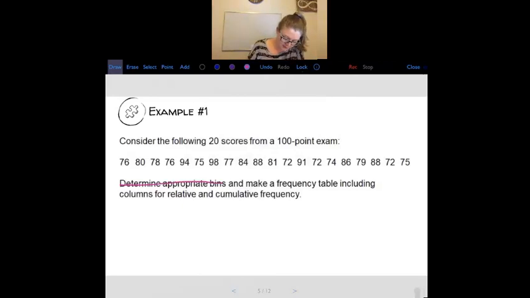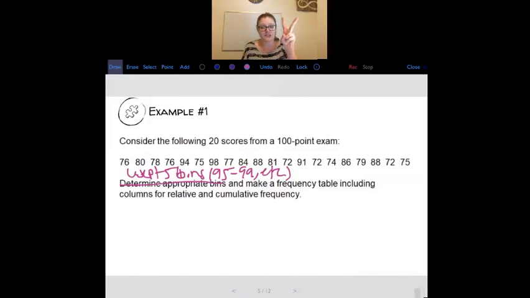Okay, so in this case, we're going to use 5-point bins. So this would be like 95 to 99, etc. Okay, and the problems in the homework, I believe, give you that as well. And we'll make a frequency table, including the columns for relative and cumulative frequency. So in this case, we're going to have a frequency table that has 4 columns. So the two basic columns are, column 1 is the category, column 2 is the frequency, and then this problem wants us to include relative frequency and cumulative frequency.